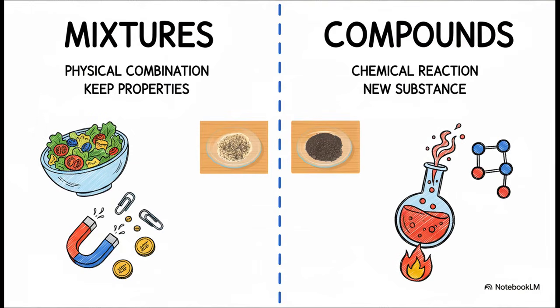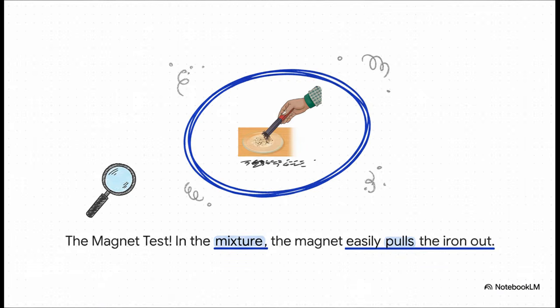Now, you've probably seen this experiment in your textbook. In one dish, sample A, we've just mixed some iron filings with yellow sulfur powder. That's it, just a simple mixture. But for sample B, we took that same mixture and we heated it up. A chemical reaction happened, and it turned into a new black substance. This is a compound.